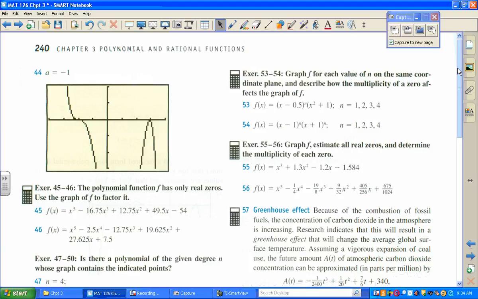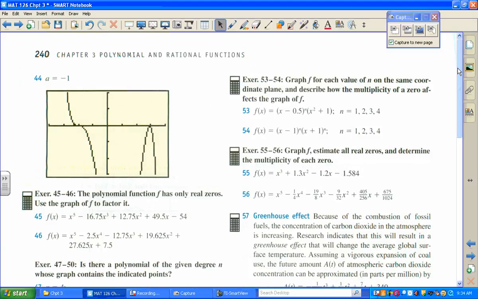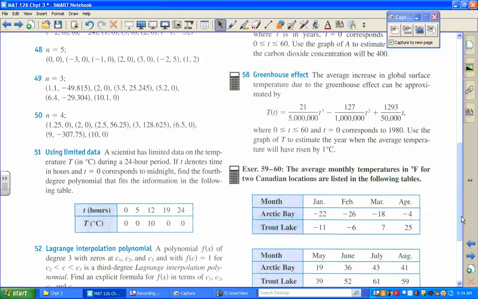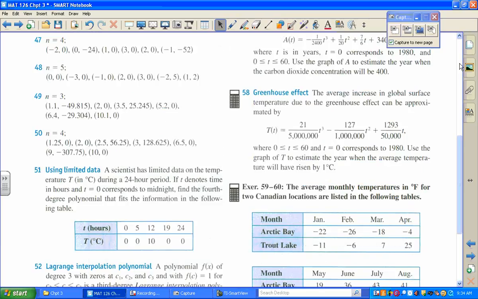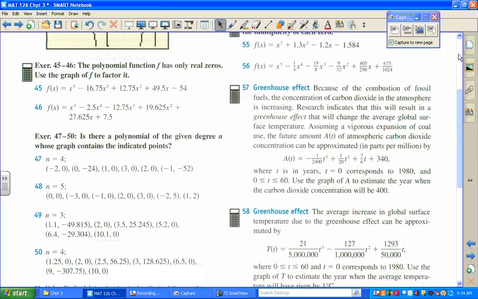All you're going to do is graph it out and see where it crosses. Let's see. On 54, graph f for each value. And describe, hey, we can do 54. Oh, we already did that. Let's see if there's another one like that. I don't want to do an odd problem because that seems like a waste of time to me. You did one yesterday. Yeah, for homework. No, you really actually did one in class. That's why we were all laughing.